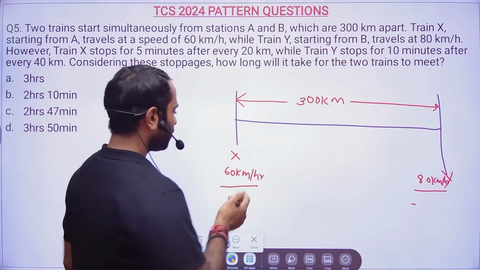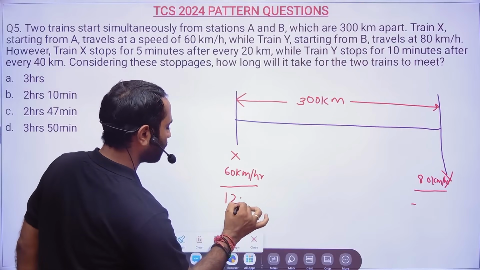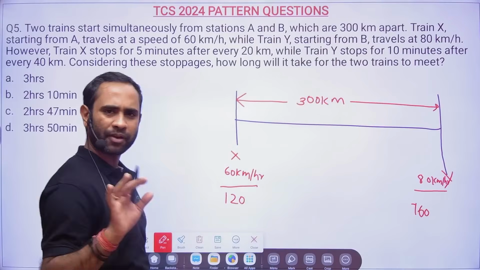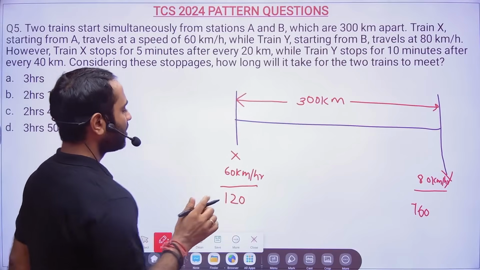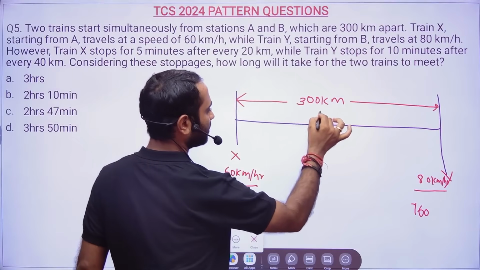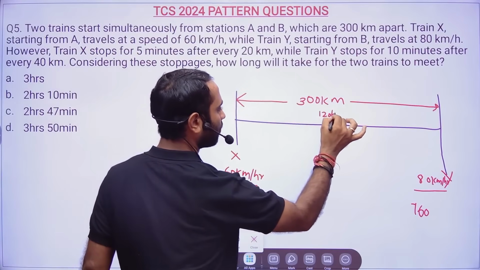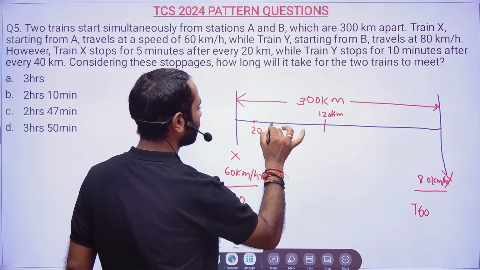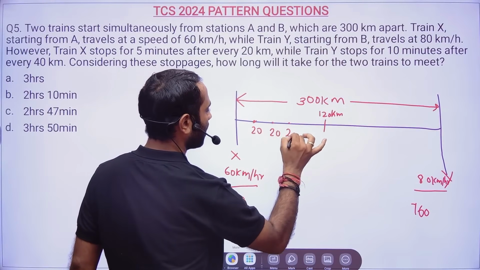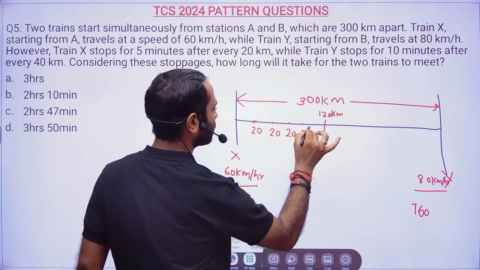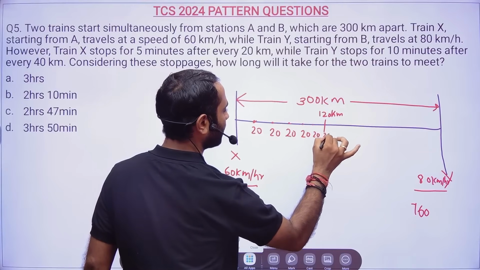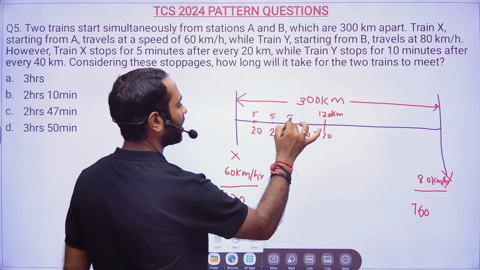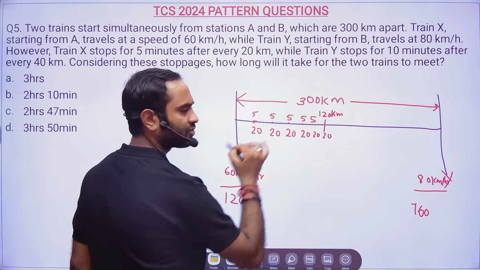Now if they go for 2 hours, then 120 kilometers and 160 kilometers, so they will be able to cover only 280 kilometers. In 2 hours, this particular train should cover 120 kilometers. But after every 20 kilometers, it is stopping for 5 minutes. 5 minutes stopped here, 5 minutes here, and so on, right?